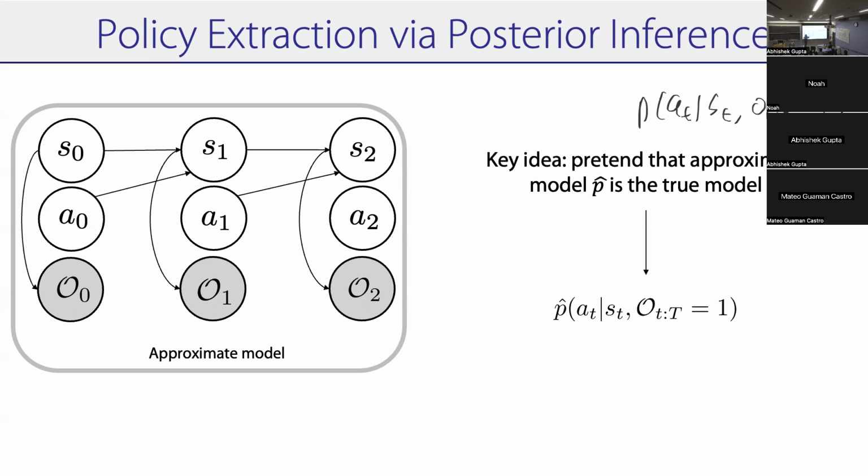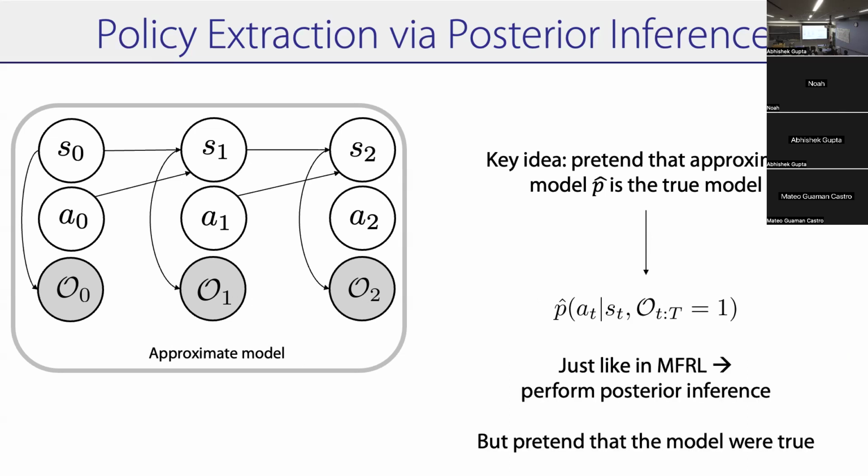And you fit P hat to be the same as P by minimizing the divergence between this joint likelihood and that joint likelihood. Minimizing the divergence between the joint likelihoods is literally model learning. And then you pretend to do posterior inference in P. You don't have P because you have to sample from the true environment, but you can do posterior inference inside P hat.